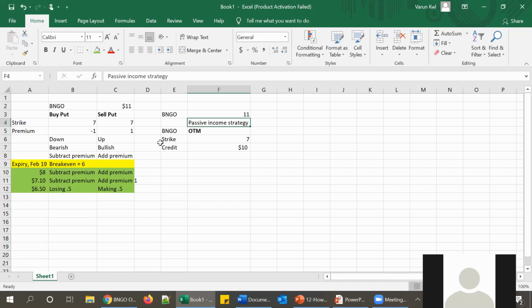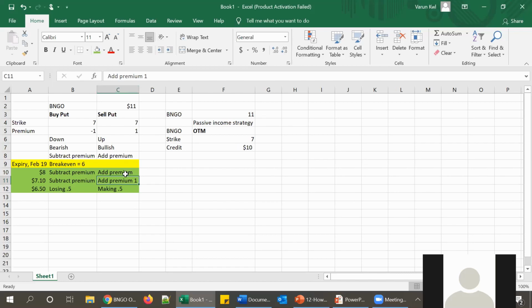Of course, the money is not too big. You are just making some premium of $1, but it's not too bad. Because you're not playing within the market, you don't need to monitor it at all, by the way, guys. You are playing safely on the safe side. So this is your passive income strategy.